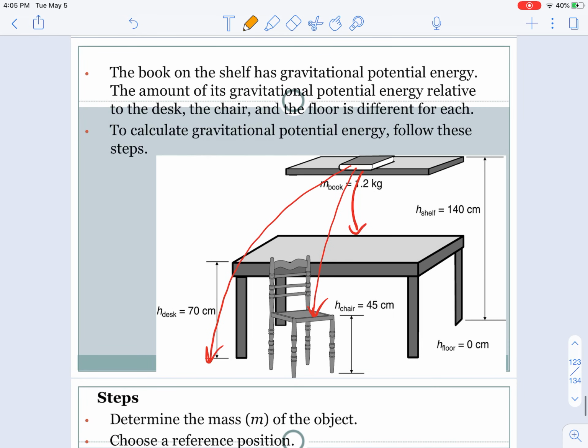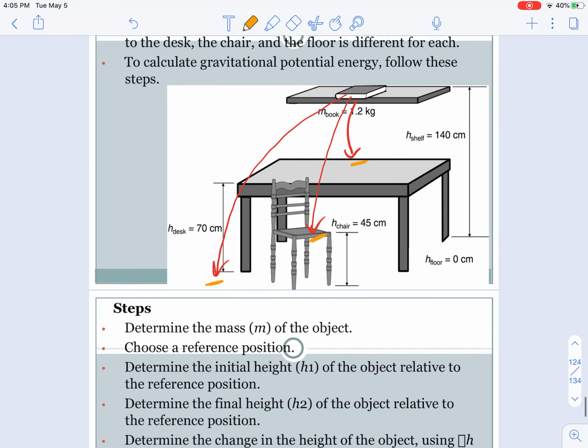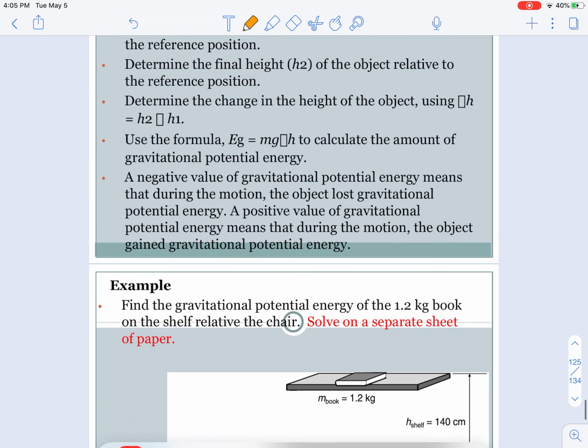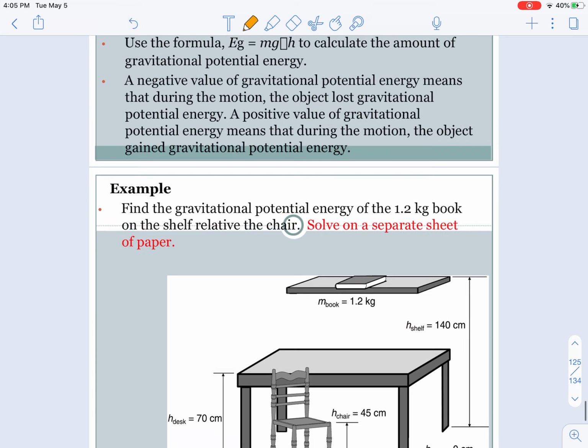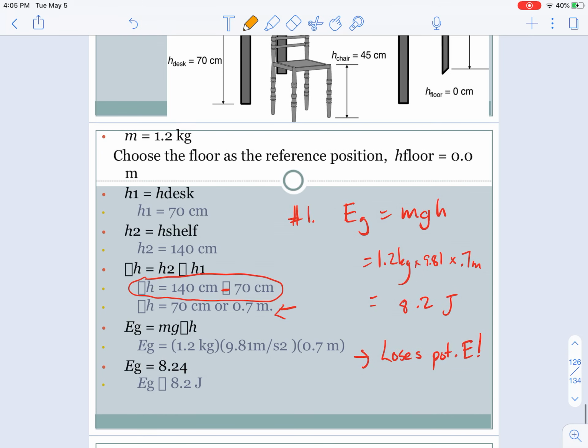This question, to look at it as one example, before you try a few for yourself out of the questions in your notes, is looking at this diagram that is in your note package. Basically, this book has the potential to fall to the table, it has the potential to fall to the chair, and a potential to fall to the ground. So there are 3 different possible questions you could be asked on this one.